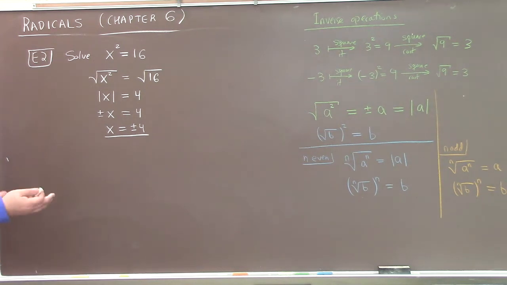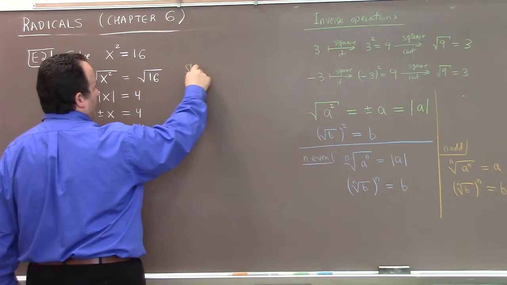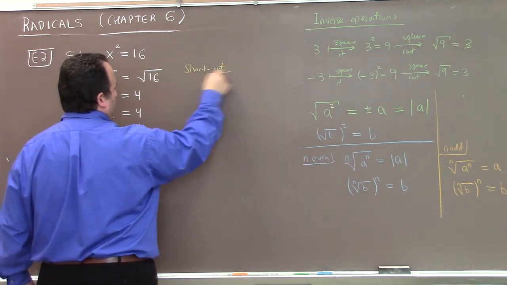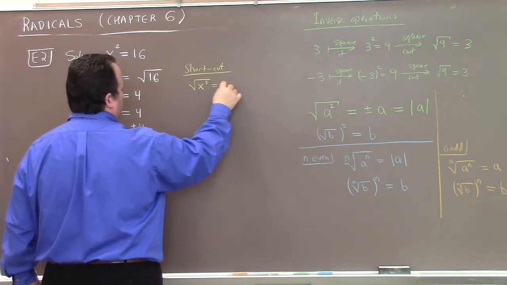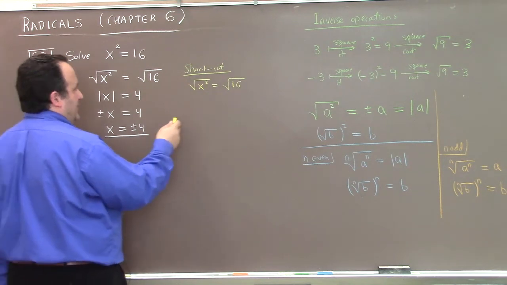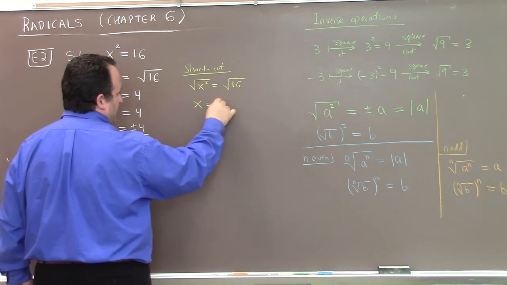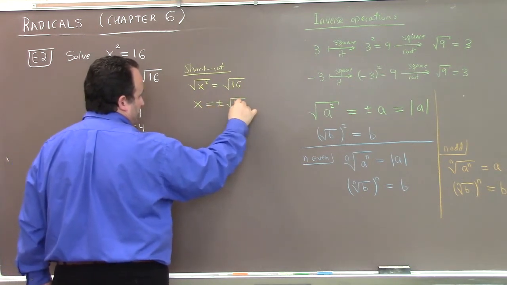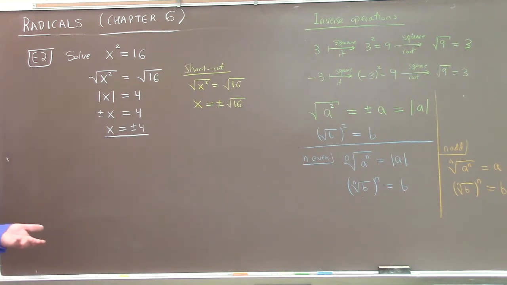So what's a shortcut I usually use in these kinds of problems? When I take the square root of x squared equals the square root of 16, I just go immediately from that to x equals plus or minus the square root of 16, because I'm after x, right? And of course that's the answer, right?